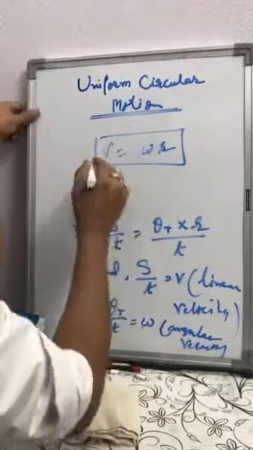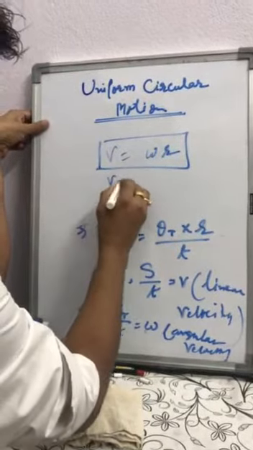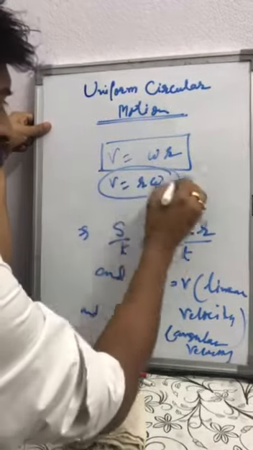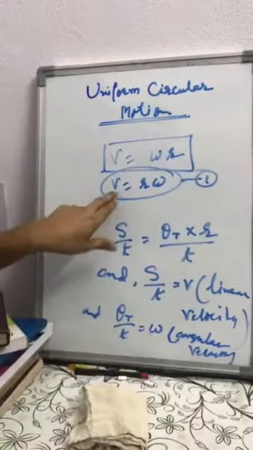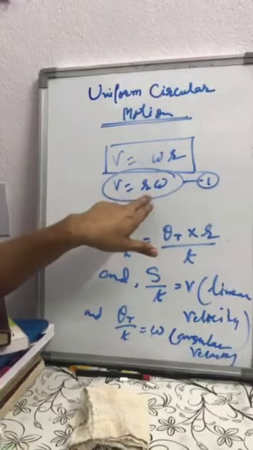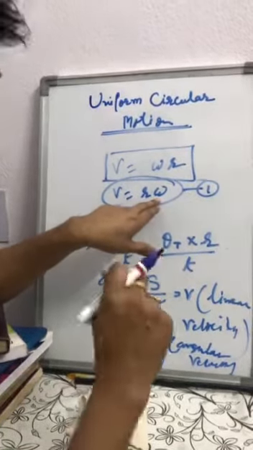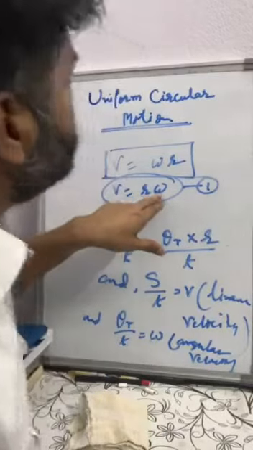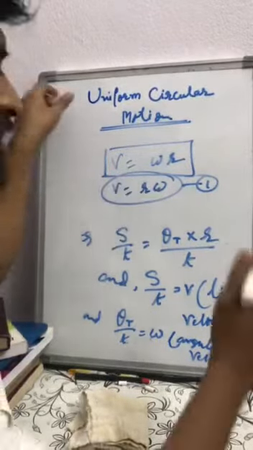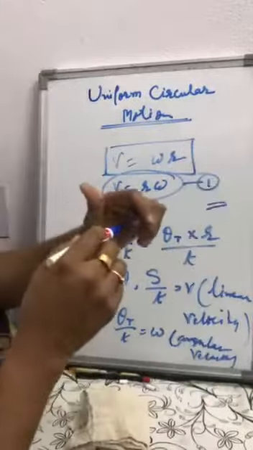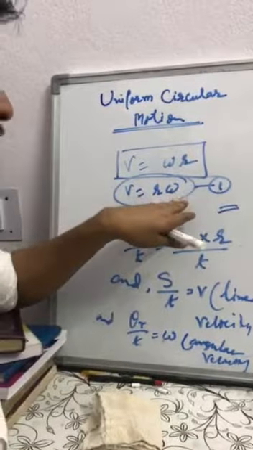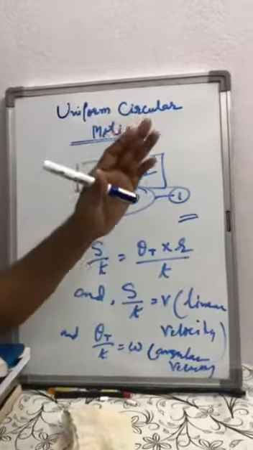That is the relation between linear velocity and angular velocity in the case of uniform circular motion. So in uniform circular motion, the linear velocity is equal to the product of the radius of the circular path and the angular velocity of the body. So this is the part about uniform circular motion.